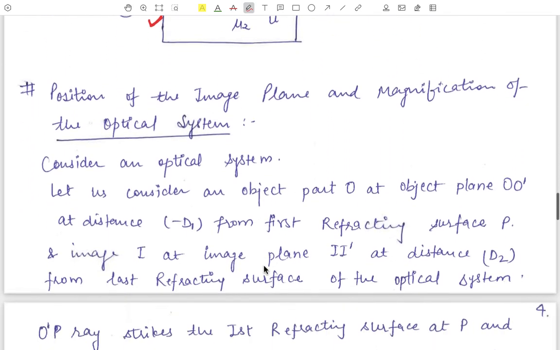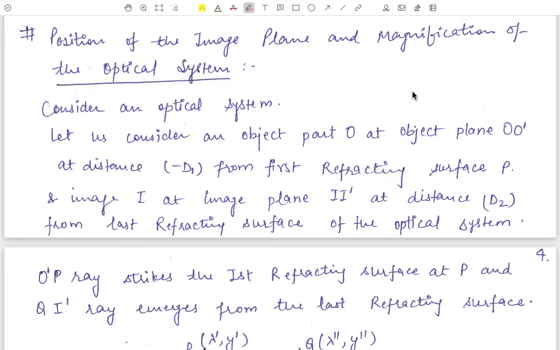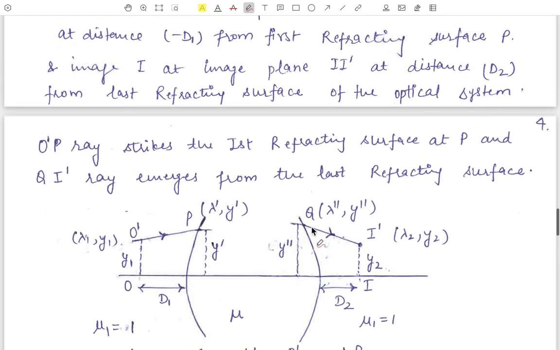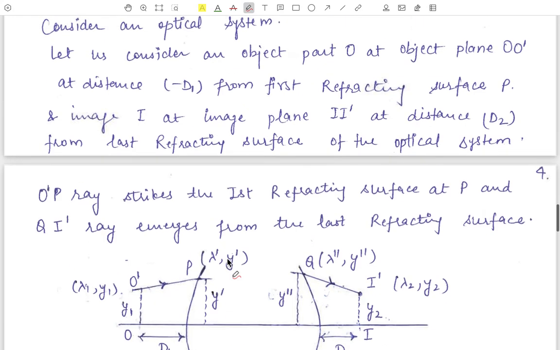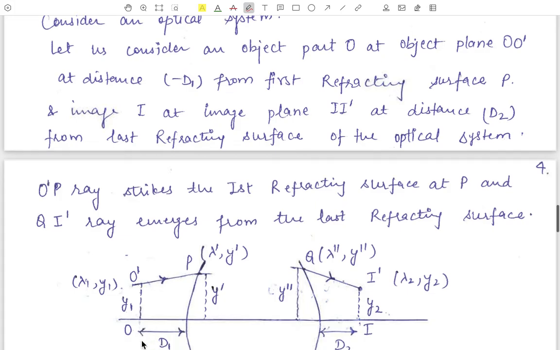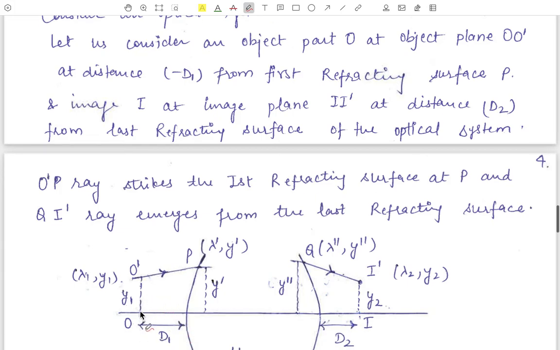Next article is the position of the image plane and the magnification of the optical system. For this let us consider an optical system. हमने optical system consider किया with two refracting surfaces. These are the two refracting surfaces. ठीक है, this is the object plane point O, object part with object plane O dash at a distance of minus d1, minus because to the left of the spherical refracting surface. First surface हमारी P and this I is the image part at the image plane I dash at a distance of d2 from the last refracting surface of the optical system.